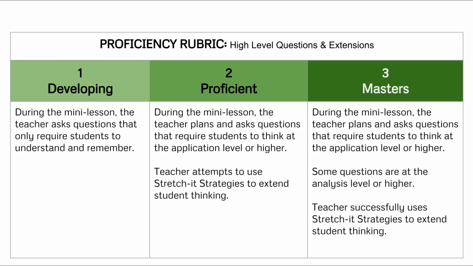To score at the proficient level, the teacher must introduce a new concept or skill, then ask application level or higher questions that require students to respond. The teacher must attempt to use a stretch strategy to extend student thinking. To earn the master's level, the teacher must ask questions at the analysis level or higher and successfully use the stretch strategies to extend students' thinking.